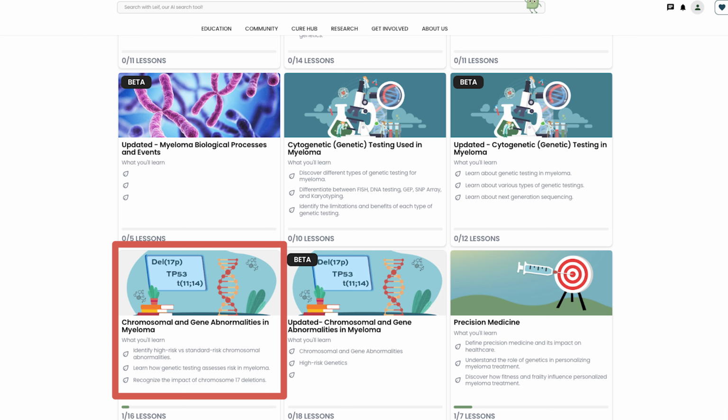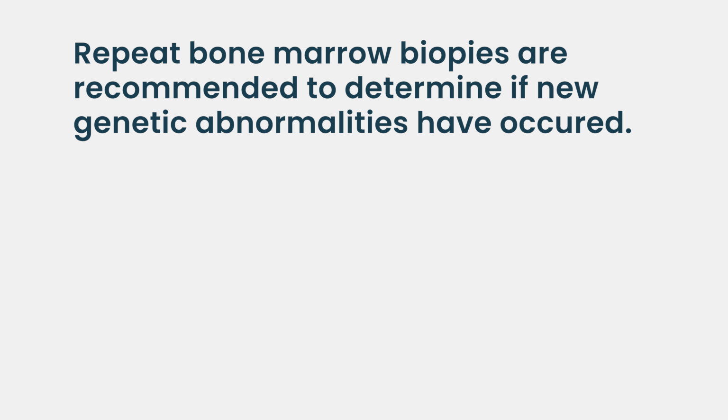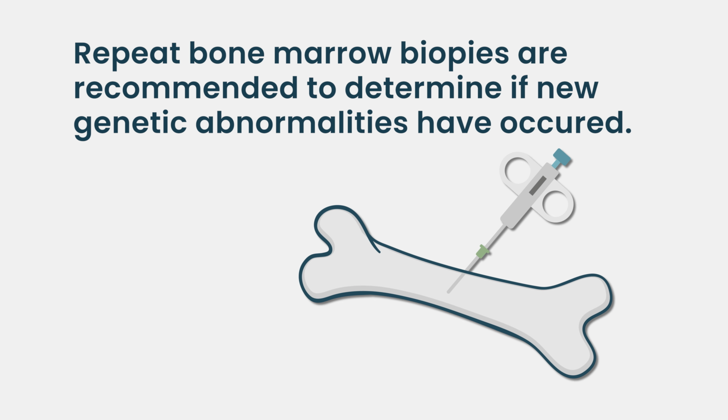To learn more about hyperdiploidy myeloma, watch the HealthTree University lesson on this topic in our chromosomal and gene abnormalities course. We repeat the bone marrow biopsy throughout the disease course, in part so we can determine if there has been changes to the disease that might indicate a more aggressive type of myeloma. So we do recommend repeat biopsies to see if new genetic abnormalities have appeared.